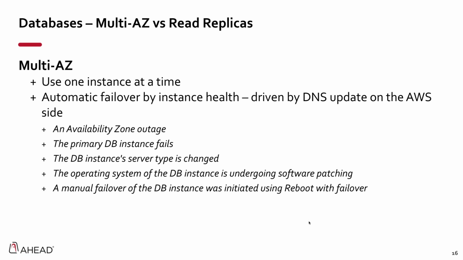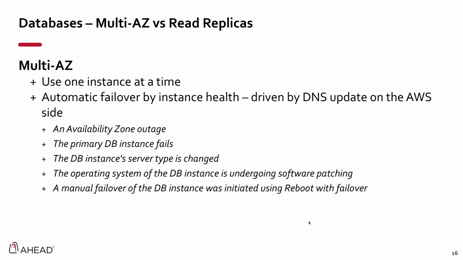All right, multi-availability zone versus read replicas. This is a common misconception, and I want to make sure that it's cleared up really quick. A multi-availability zone instance within RDS essentially uses one instance at a time. Okay, it's important to understand that when you do a write to that instance, that write is being committed across to your other database instance, which you don't have access to. As a matter of fact, Amazon is monitoring for the availability of that instance. And if there's a problem, Amazon's going to do a DNS update to make that other host the host that you're actually talking to.